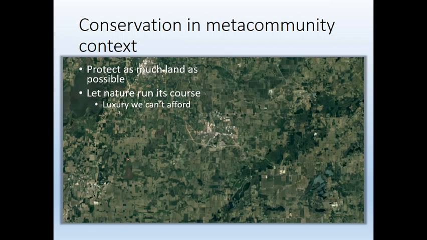The thing is, this is a picture here of whitewater, and we just don't do that, right? We don't let nature run its course. It's a luxury we can't afford.